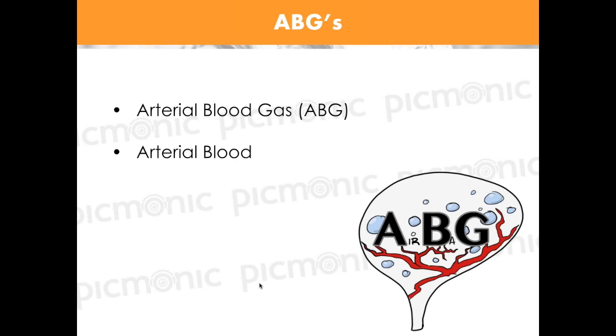So what do you need to do, of course, to get an acid-base? Well, we have to have an arterial blood gas sample, an ABG, right? You hear about getting an ABG, and one of the things we have to do is actually get arterial blood. And with that arterial blood, what is the name of that test?